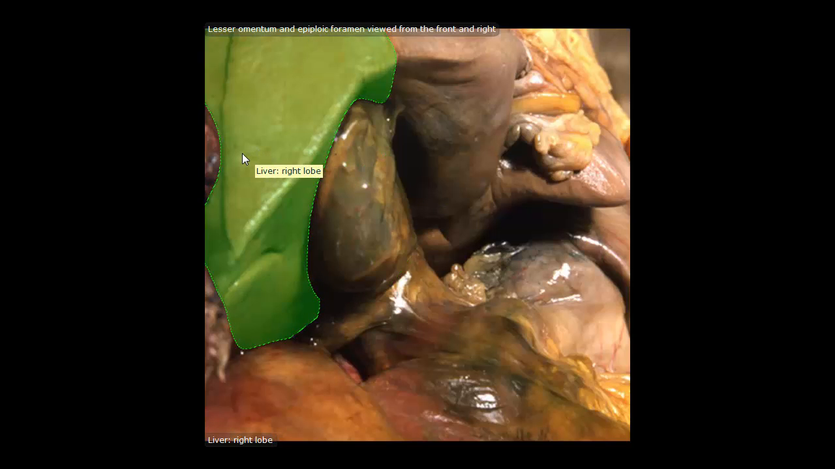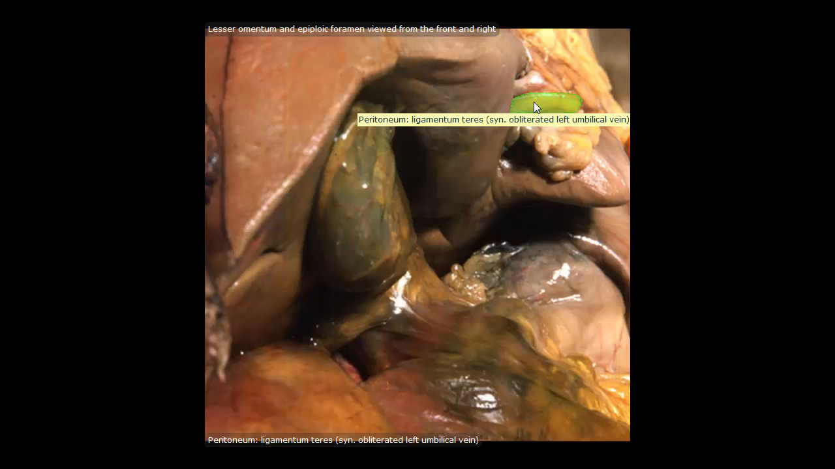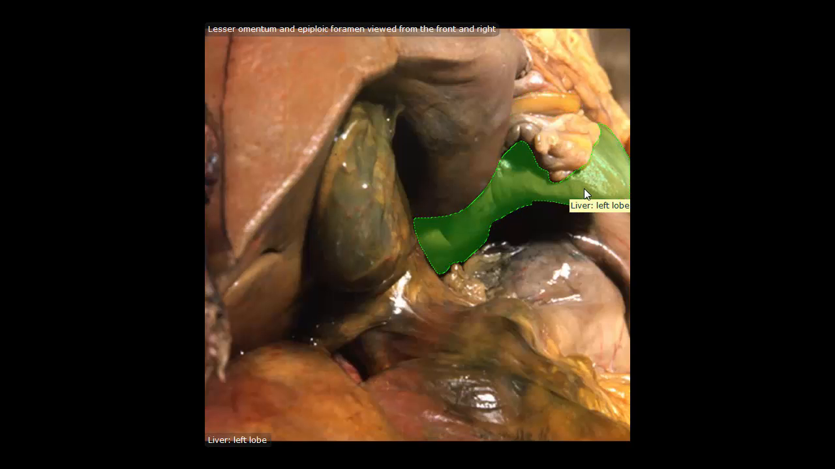In the top of the picture here is the right lobe of the liver. Here's the quadrate lobe of the liver. Here's the obliterated left umbilical vein, also called the round ligament of the liver, or ligamentum teres hepatis. There's the left lobe of the liver. And in this corner is the body of the stomach.